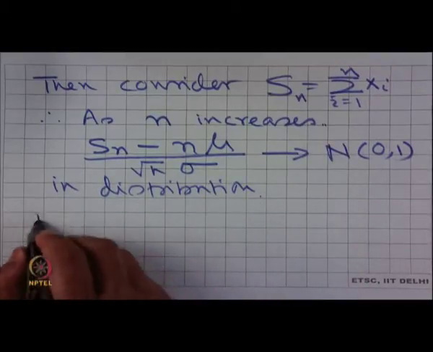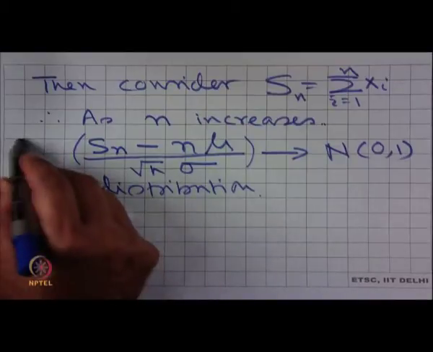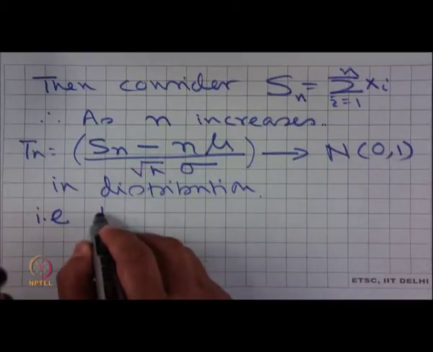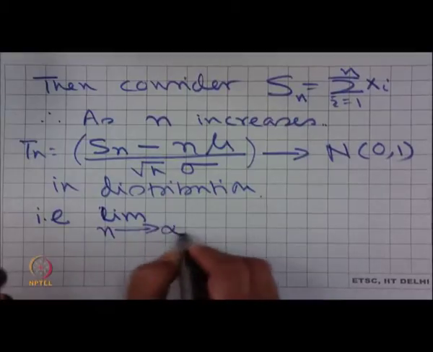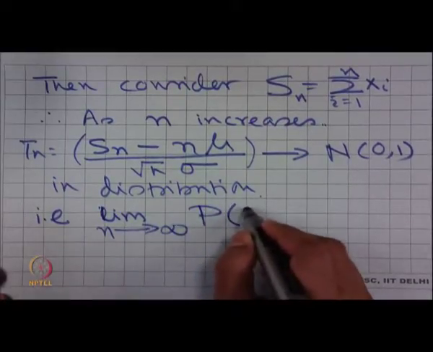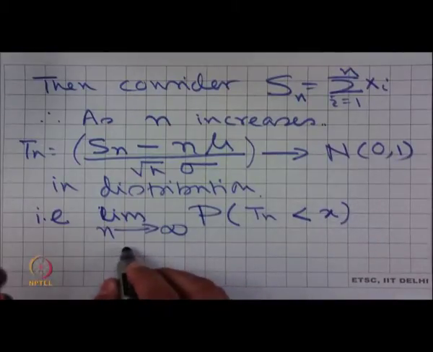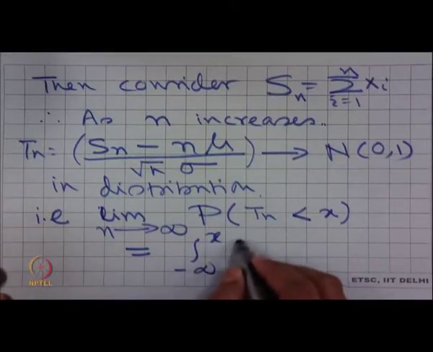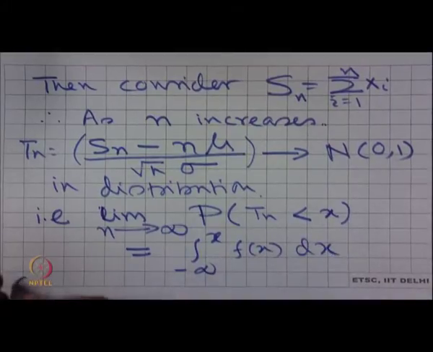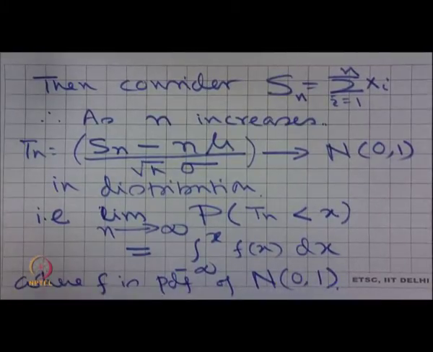That is, if we call this T n, the limit as n going to infinity of the probability that T n is less than x is equal to the integral from minus infinity to x of f(x) dx, where f is the PDF of normal 0 1.